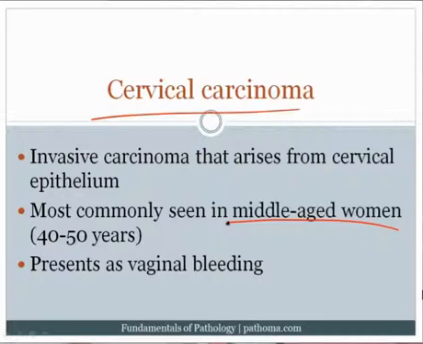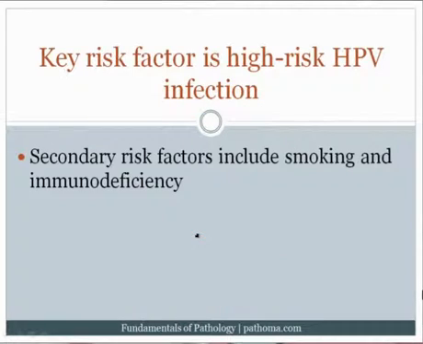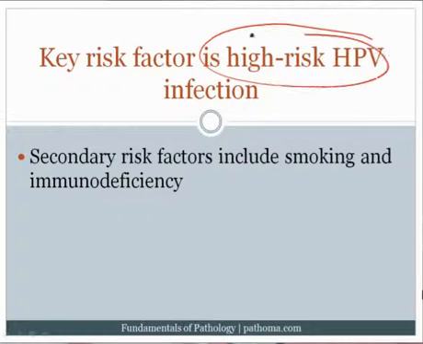The classic presentation would be vaginal bleeding. The woman would present with either bleeding from the vaginal canal or postcoital bleeding, bleeding after intercourse. Those are two classic presentations for cervical carcinoma. What's the key risk factor for cervical carcinoma? We've already discussed it. It's high-risk HPV infection.